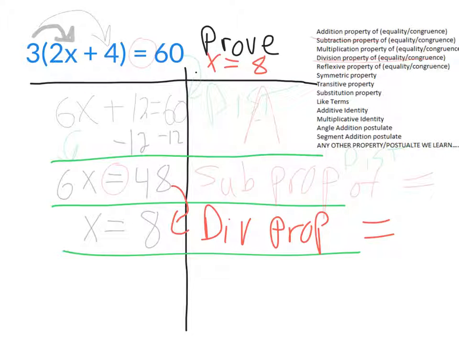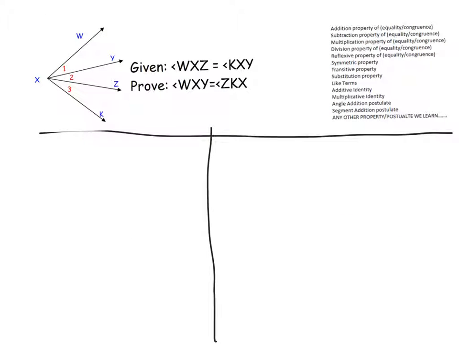All right, let's move into a little harder problem. Okay, we're looking at this proof. It's similar to the one that is in the quiz, not the same. We have our given statement. Maybe let's just do a little tracing on that right away. WXZ is the same size as KXY.